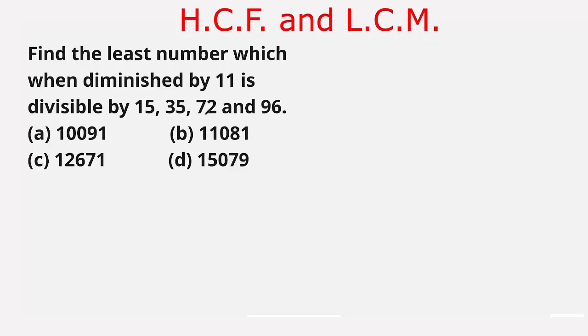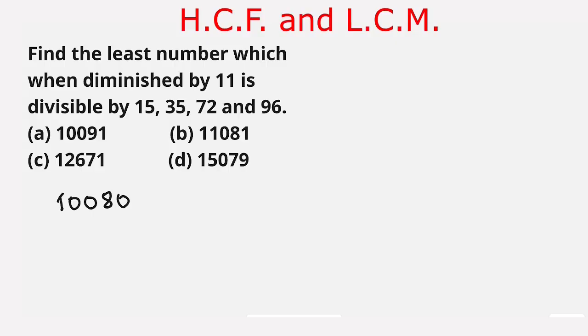Further, as 72 and 96 both are divisible by 4, the number must also be divisible by 4, as well as by 9 as the number is divisible by 72. We subtract 11 from option A and the number becomes 10080. It is divisible by 4, and the sum of the digits is 8 plus 1 is 9, so it is divisible by 9, and it's also ending with 0. So option A might be our answer.